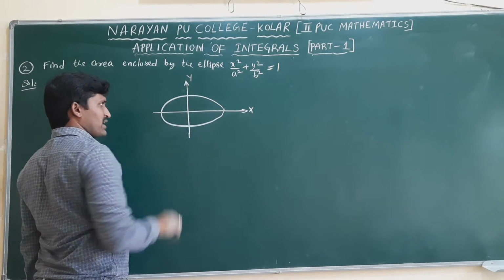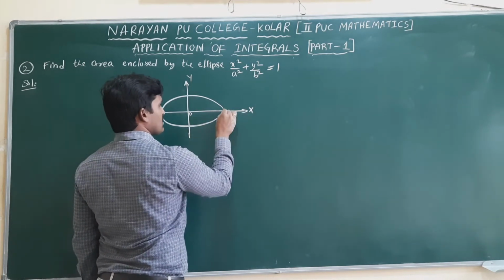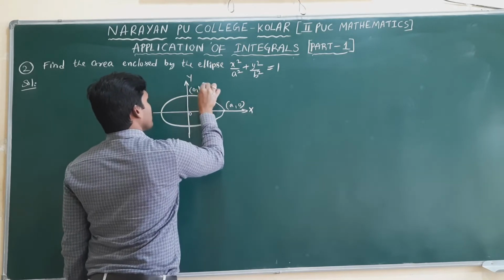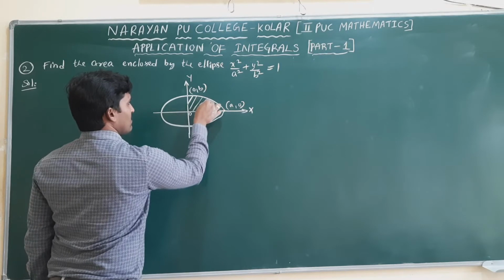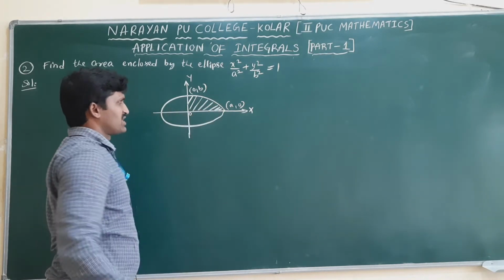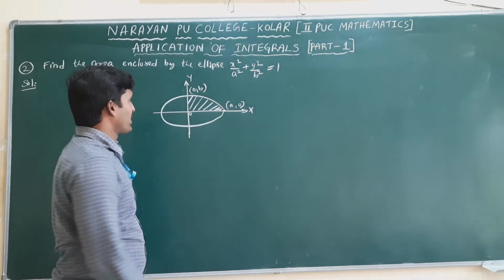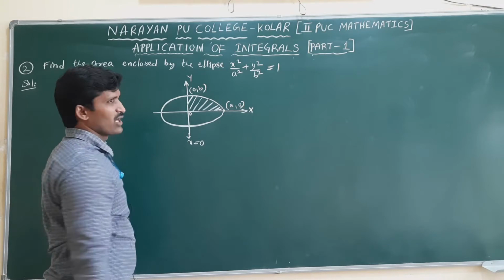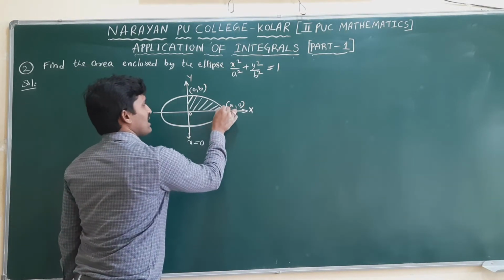Here also each part is symmetric with other parts. Here the center is origin. Here a comma 0, here 0 comma b. I will find this area. I will find it with respect to x-axis only. From where to where? 0 to a, because on the y-axis the x value is 0 only. This is the x equal to 0 line. And the other value is a. I will take OAB.